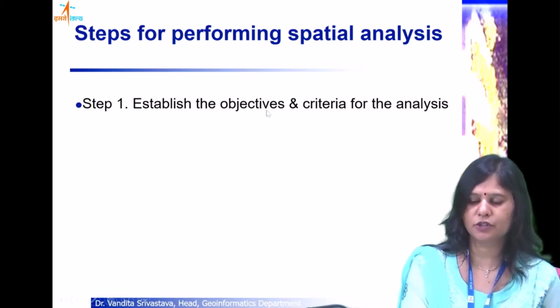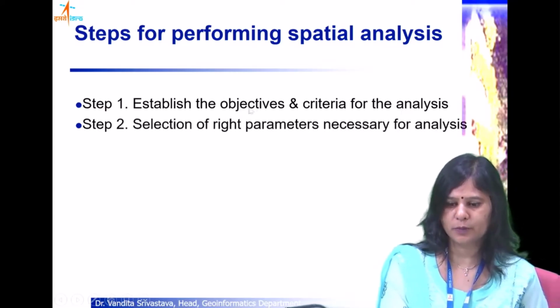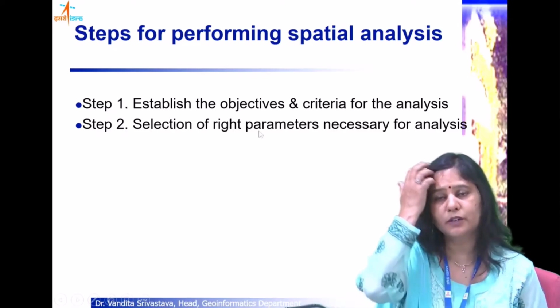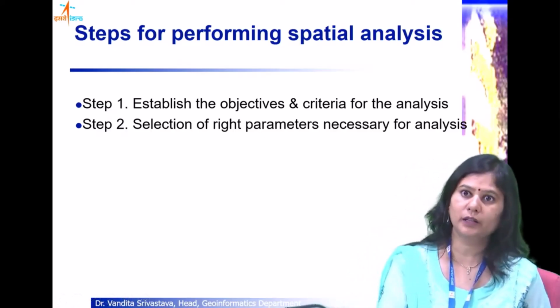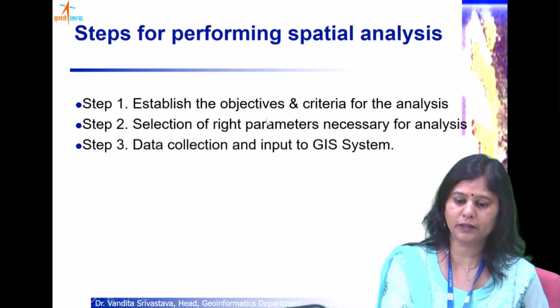You first establish the objectives and criteria for analysis. Then, based upon the objective and the criteria set, you would know what the right parameters are that you require, and accordingly you will decide what maps are required and you will collect those maps. So you will collect the maps and input them into the GIS system.